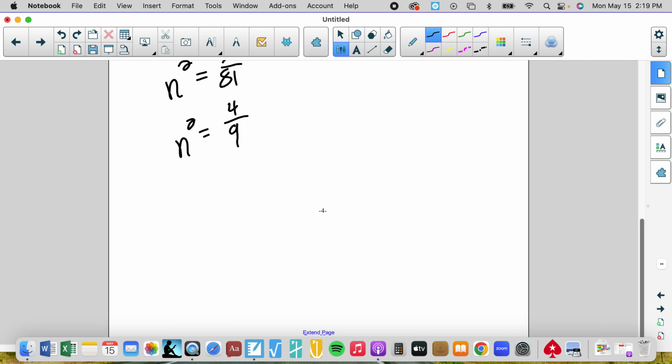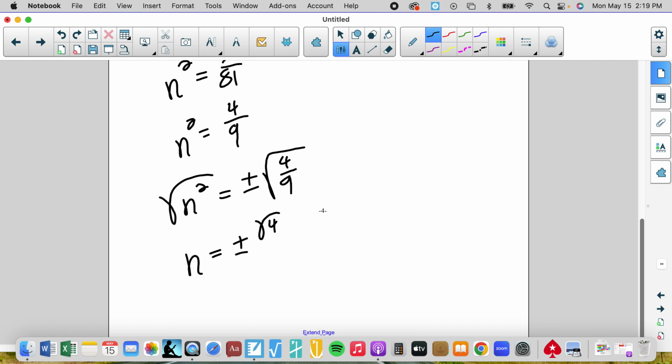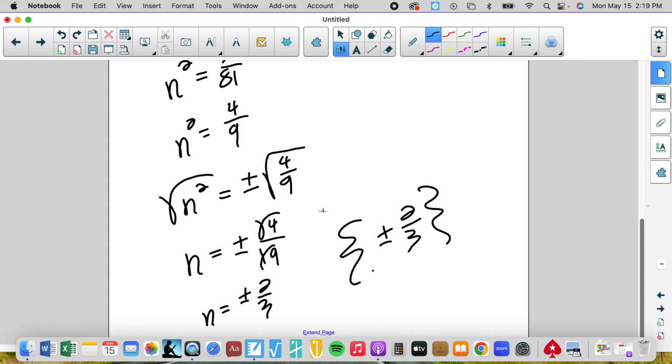Now I want to get rid of that square, so I'm going to take the square root. Square root of n squared gives me n plus or minus. I'm going to put these in separate houses. And I get n equals plus or minus 2/3. Because the square root of 4 is 2, and the square root of 9 is 3.